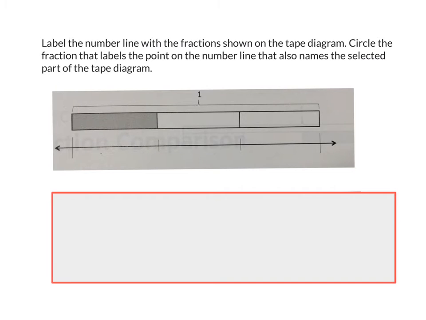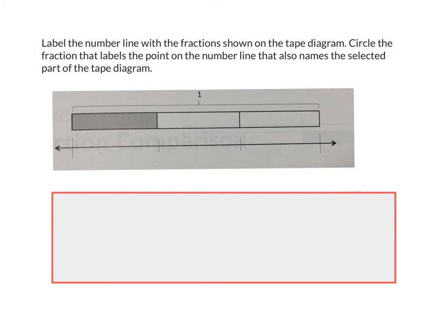So here we can see we have a tape diagram where the entire thing is 1, right? And a fraction of that 1 whole is shaded in. What fraction is shaded in, by the way? 1/3. Now right under it we see a number line. We know that number lines are lines that go on and on and on, and as we move to the right the value gets bigger, and as we move to the left the value gets smaller. Now the directions tell us to label the number line with the fraction shown on the tape diagram.